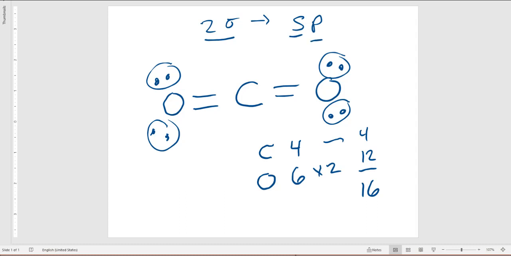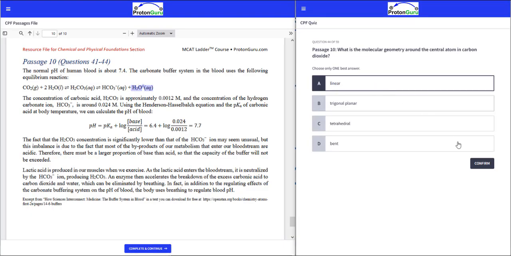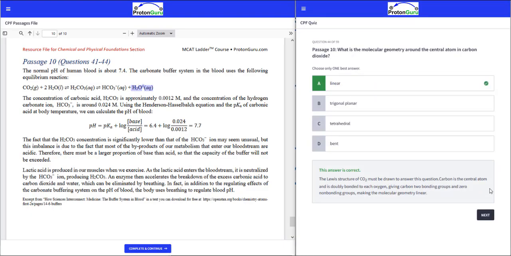I don't need to have 2p or 3p here. An sp hybridized carbon has a linear geometry. So we go with linear, and that's the correct answer here.